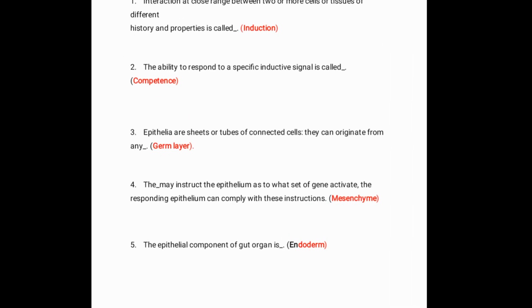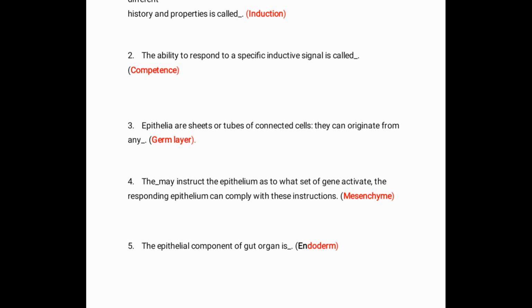Third, epithelia are sheets or tubes of connected cells. They originate from any germ layer. The answer is germ layer. Fourth, they may induce the epithelium, or instead of the gene, activate the responding epithelial cells that can comply with these instructions: mesenchymes. The epithelial component of the organ is endoderm.